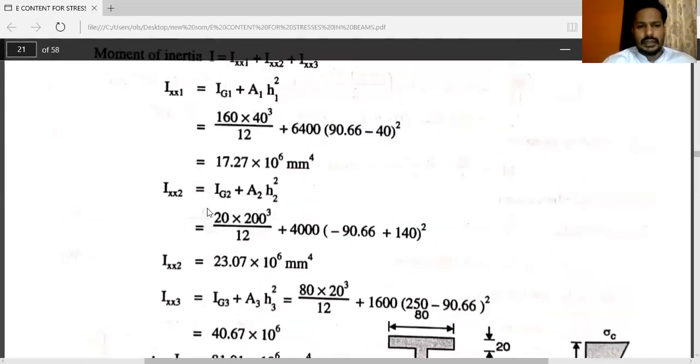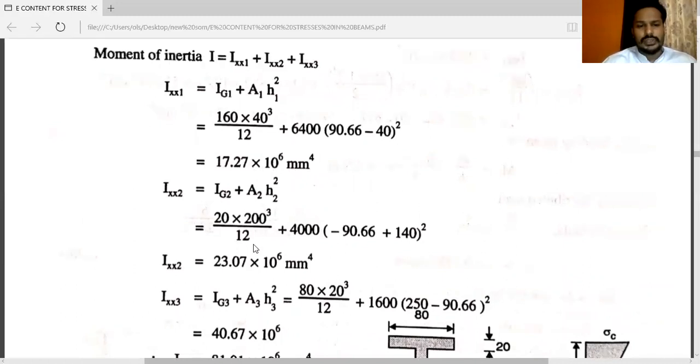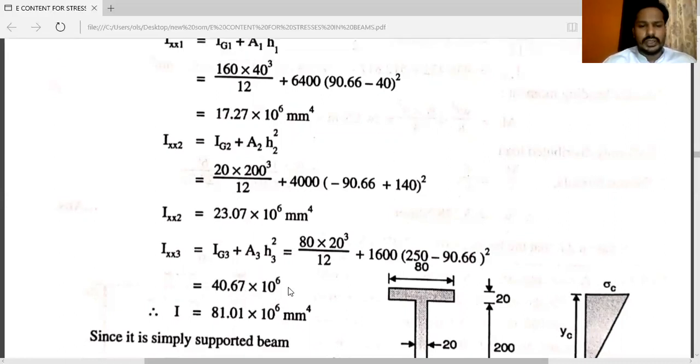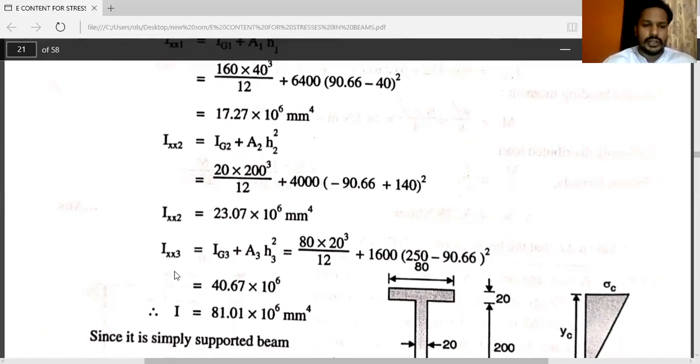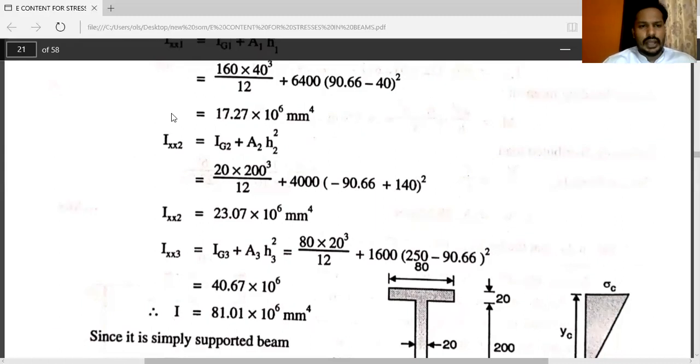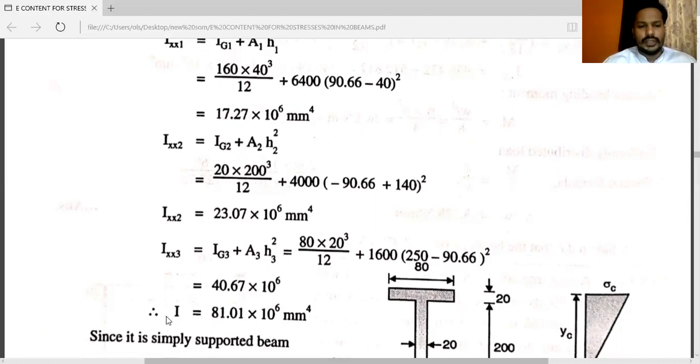After putting the values, you will get Ixx1 is equal to 17.27 into 10 raised to 6 mm raised to 4. Ixx2 is equal to 23.07 into 10 raised to 6 mm raised to 4. Ixx3 is equal to 40.67 into 10 raised to 6 mm raised to 4. Now we have the values of Ixx1, Ixx2 and Ixx3. After addition of Ixx1, Ixx2 and Ixx3, you will get the entire value of I, that is the moment of inertia, 81.01 into 10 raised to 6 mm raised to 4.